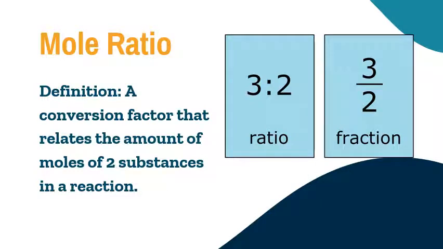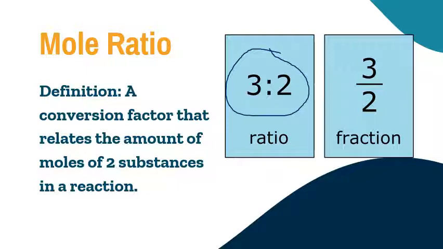The mole ratio is defined as a conversion factor that relates the amount of moles of two substances in a reaction. You've probably used ratios in math class. They're similar to fractions in that they're another way of representing relationships between numbers. A ratio is written with a colon between the two numbers, and the order of the numbers does matter. And this ratio is written 3:2.